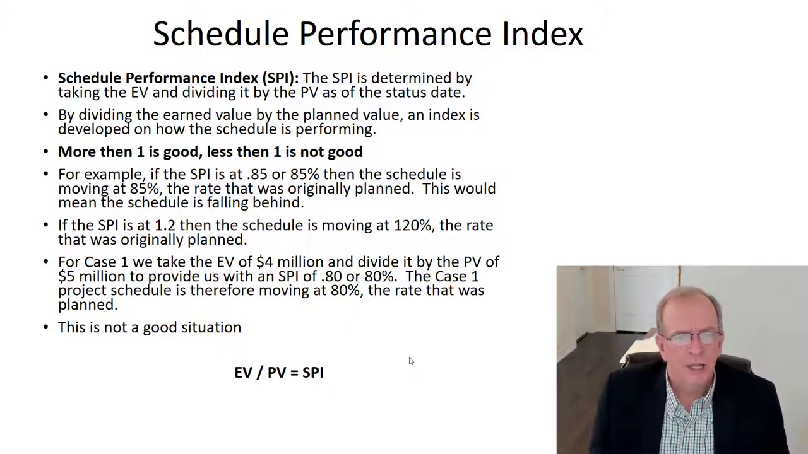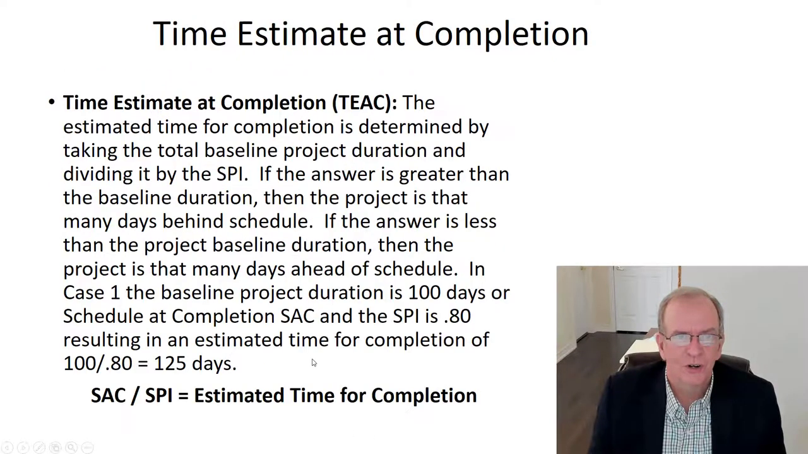So I usually like to visualize it in this context. If the schedule is only moving at 85%, that would be if we do the SPI, where we take the earned value and divide it by the planned value, right? Then essentially we're taking our 4 million and dividing it by 5 million. That's giving us 80%. So in this case, the project schedule is therefore moving at 80% the rate that was planned. Not a good situation overall.